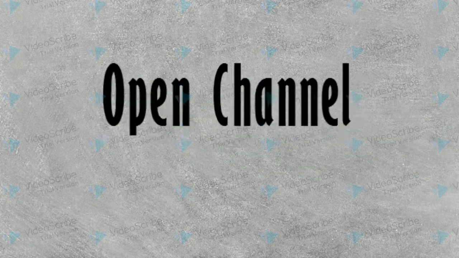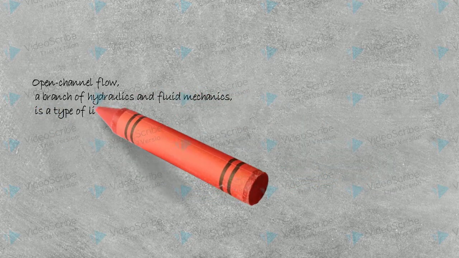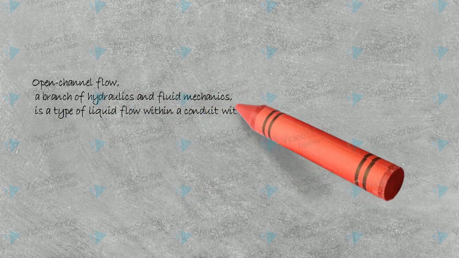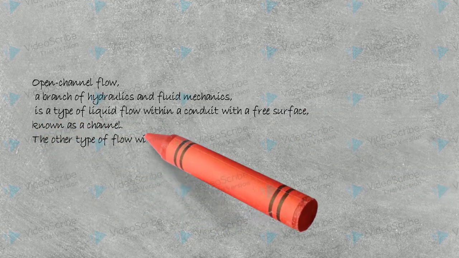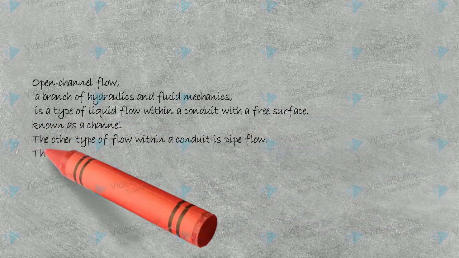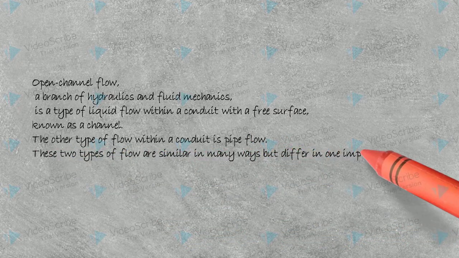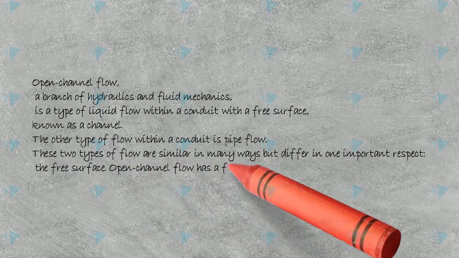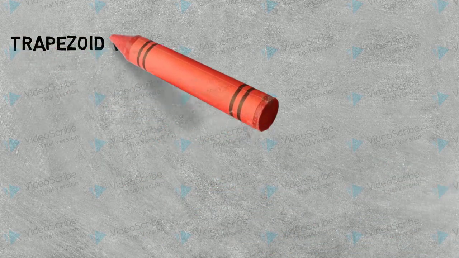Open channel flow, a branch of hydraulics and fluid mechanics, is a type of liquid flow within a conduit with a free surface, known as a channel. The other type of flow within a conduit is pipe flow. These two types of flow are similar in many ways but differ in one important respect: the free surface. Open channel flow has a free surface, whereas pipe flow does not.